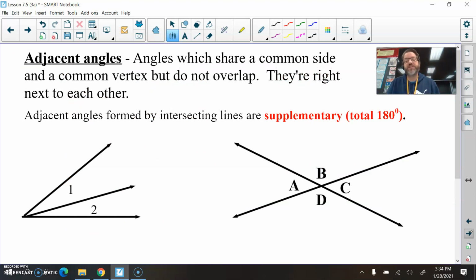Now, the last term to discuss today is adjacent angles. Adjacent angles are angles that are right next to each other. They share a common side, like angle 1 here and angle 2 here share this one particular side, this ray here, in common. They don't overlap. They're right next to each other. Now, are they congruent? Well, they might be, but usually they're not. Okay? Now, if you have adjacent angles formed by intersecting lines, they are supplementary, meaning they total 180 degrees.